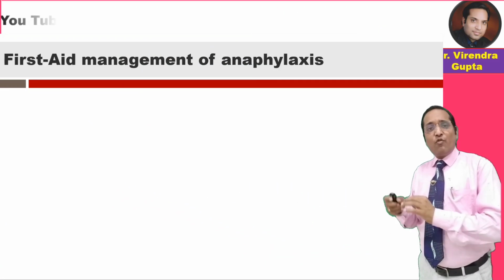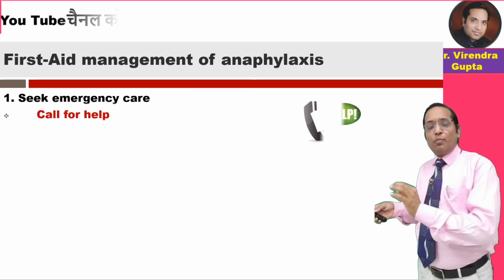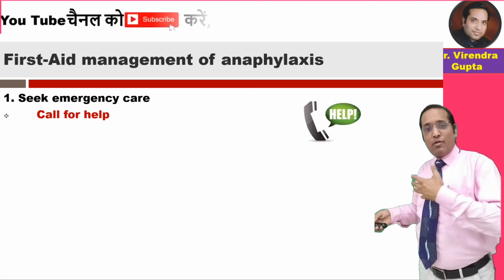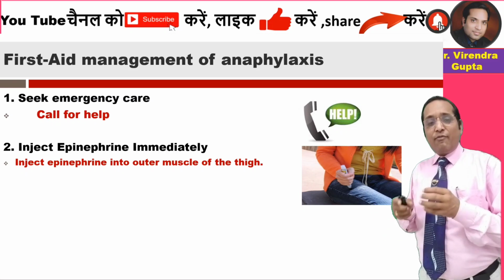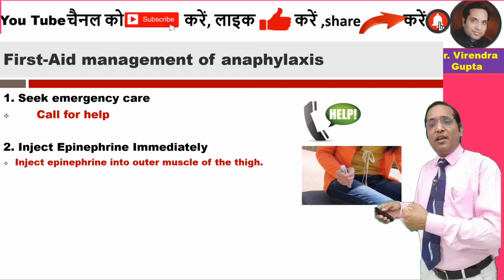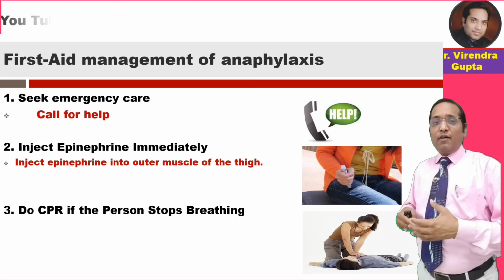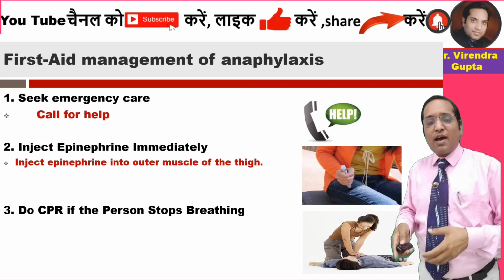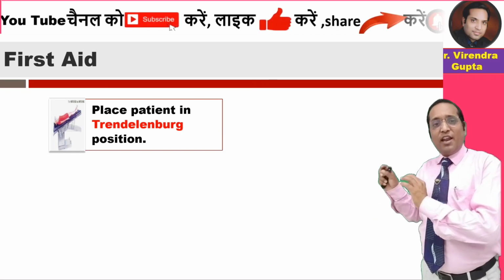So guys, if you find any one of the criteria, the first aid management should be treated as emergency care. You may call for help from an assistant, and if you have epinephrine or adrenaline, inject immediately IM at the outer muscle of the thigh. And if the patient stops breathing, we can give CPR at the side. So guys, in first aid, these are very important.